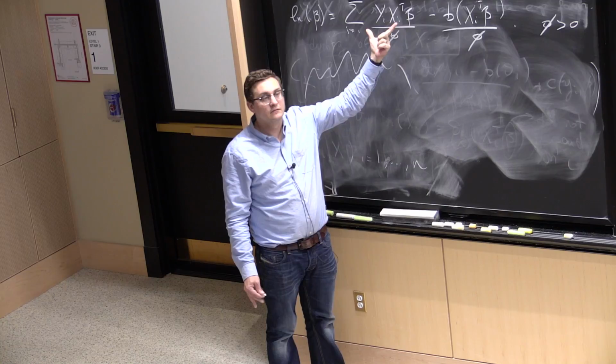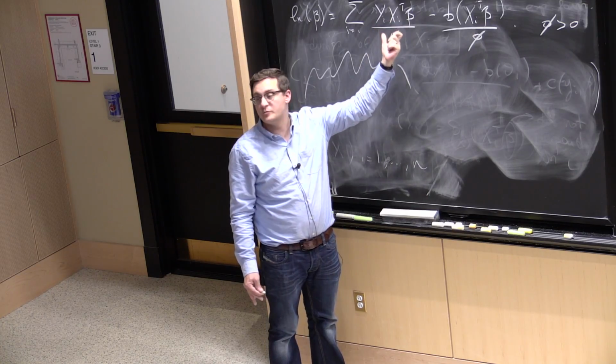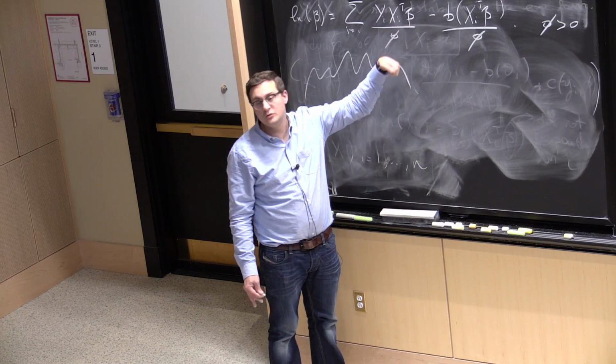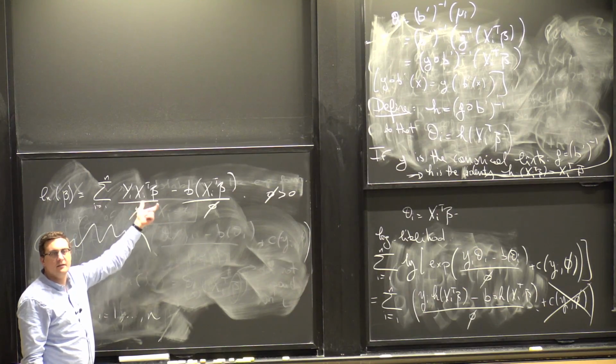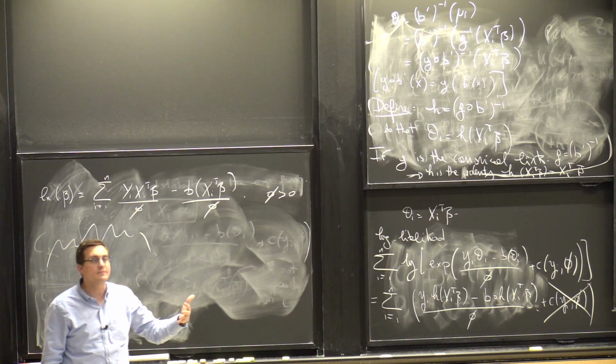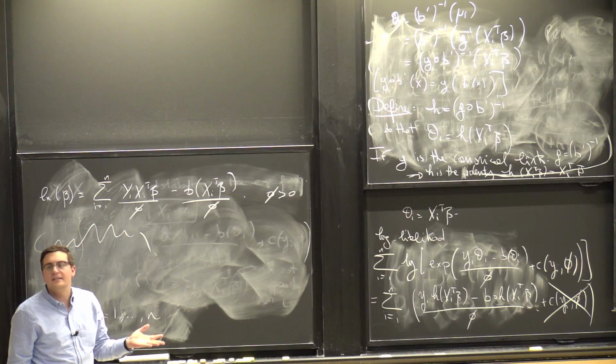Linear. It's linear, right? This is just xi transpose beta. If I multiply beta by 2, I get twice. If I add something to beta, it just gets added. So it's a linear function of beta. And so this thing is both convex and concave.